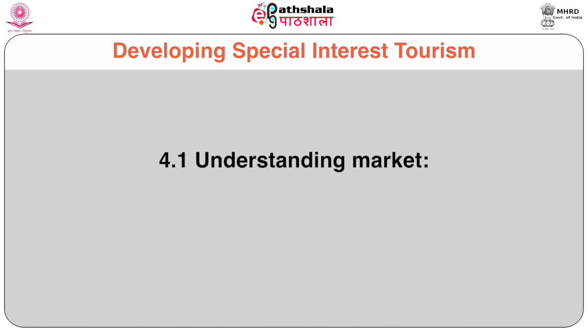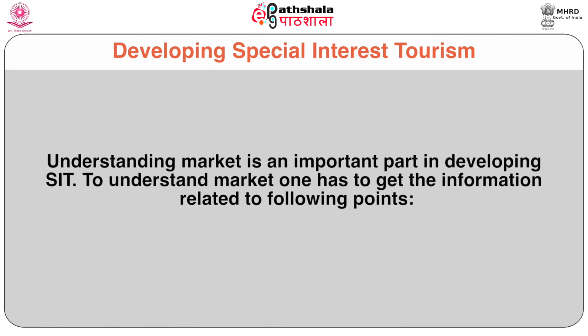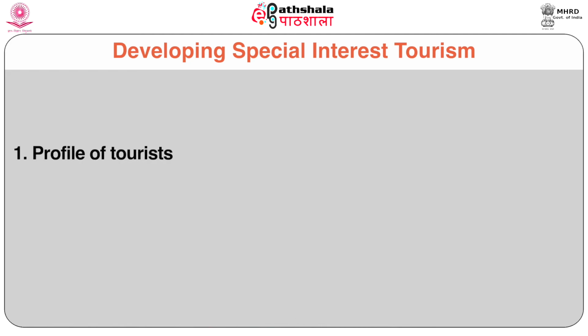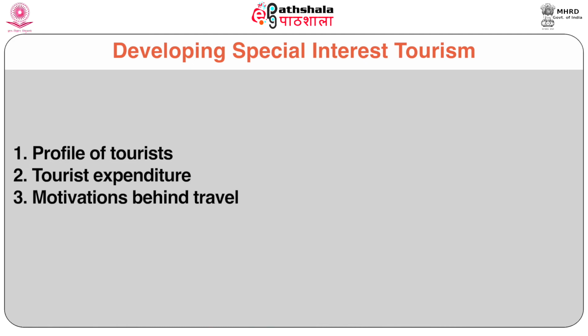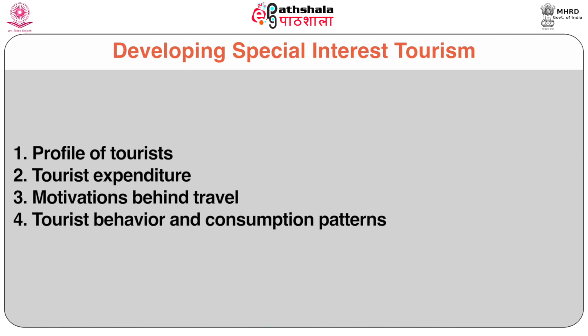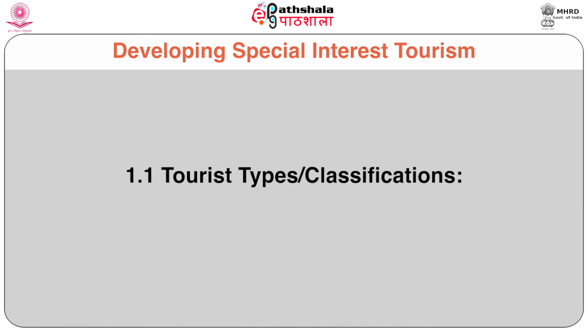Understanding market. Understanding the market is an important part of developing special interest tourism. To understand the market, one has to get information related to the following points: profile of tourists, tourist expenditure, motivation behind travel, tourist behavior and consumption patterns, and consumer satisfaction levels.